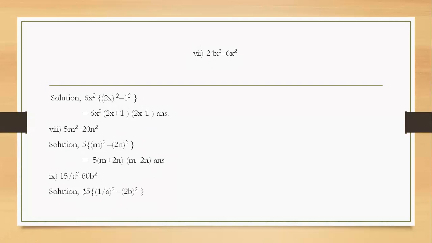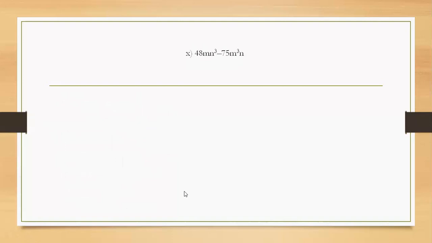5 is one factor. m plus 2n is one factor. m minus 2n is the factor. Here also 15 is common. Then we have to write 1 by a whole square, and 4 was remaining. And 4 means 2, and b square means b whole square. Okay, 2b whole square. 15, 1 by a plus 2b, 1 by a minus 2b. This is the answer. Okay.